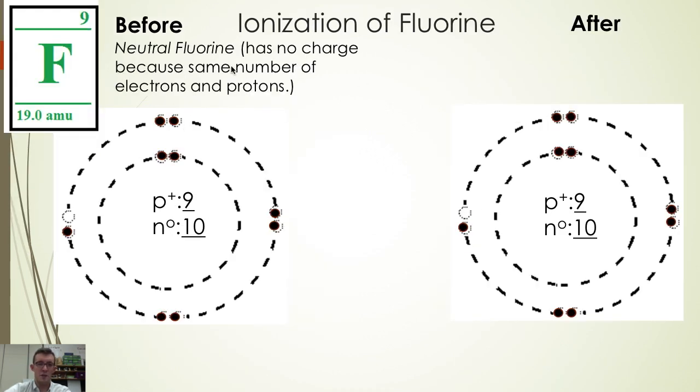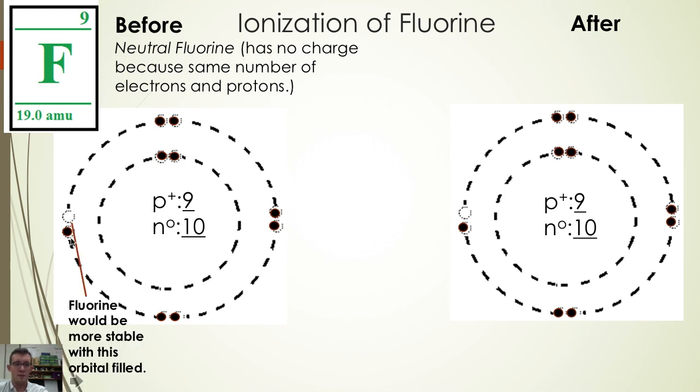Ions can have negative charges as well. Take, for instance, a neutral fluorine atom. Fluorine has 9 protons that attract 9 electrons. But you'll notice that fluorine's valence shell of electrons isn't stable. It would be more stable if it had this last orbital in its second shell filled with electrons. And so if we come over here to this after image, you'll notice that fluorine tends to gain an electron to fill up its valence shell.